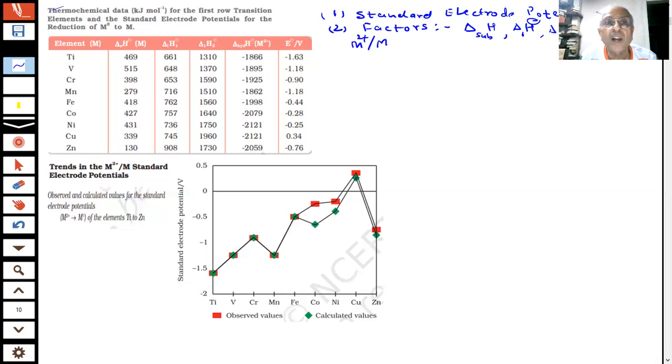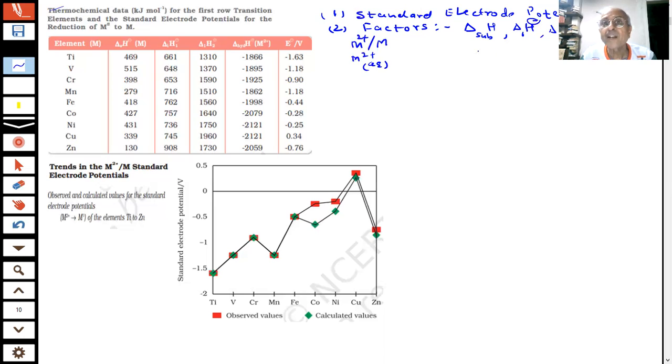The third thing which I am talking about is hydration. What is happening? M2+ goes to M2+ aqueous. I am talking of solution, in the solution, students. Then the third thing which is going to be there is delta hydration H. So you can see on which values it will depend. Very important. The students are not aware of this.